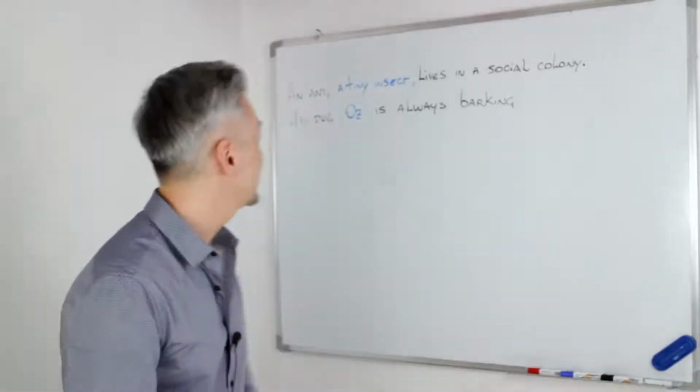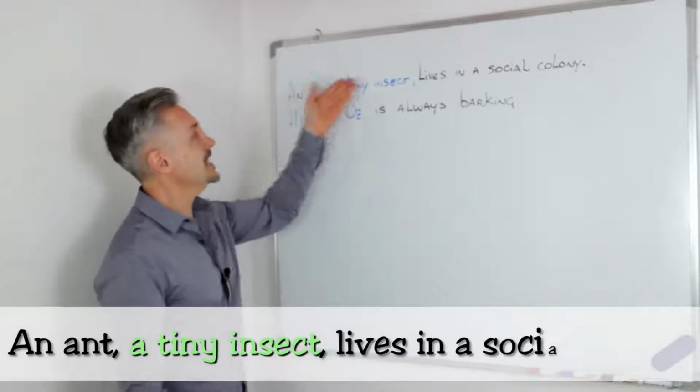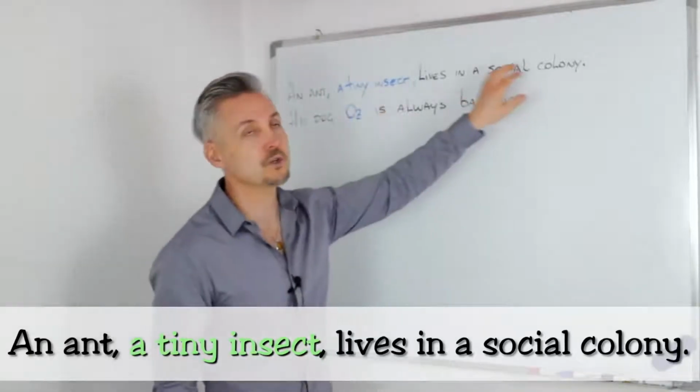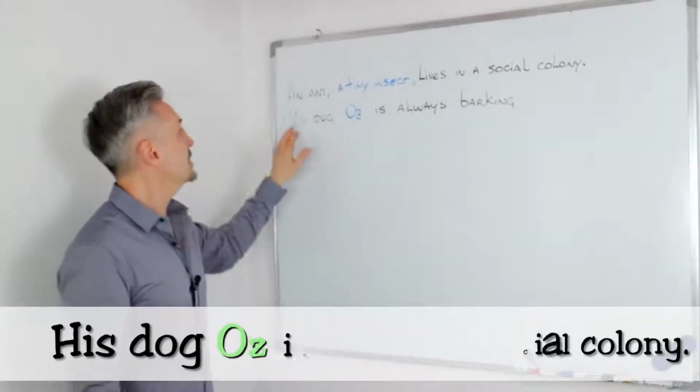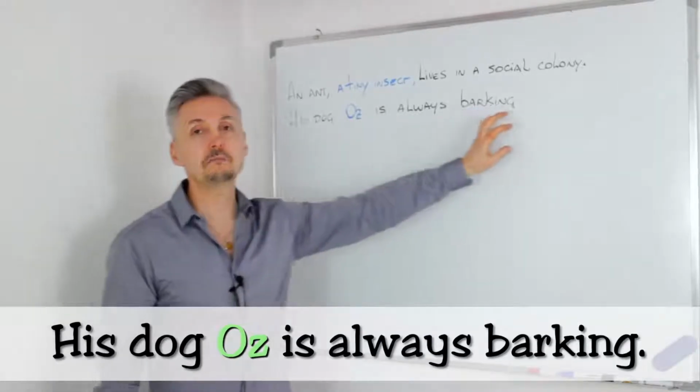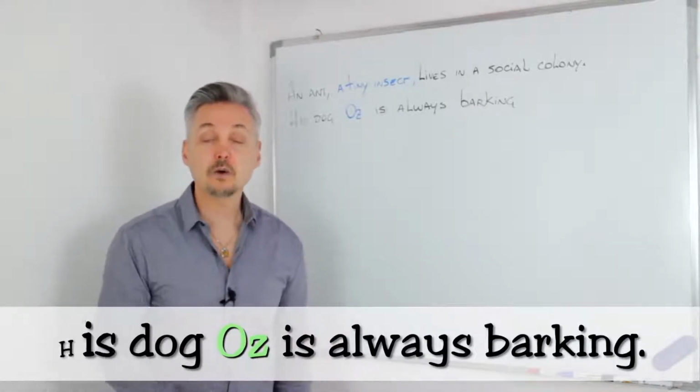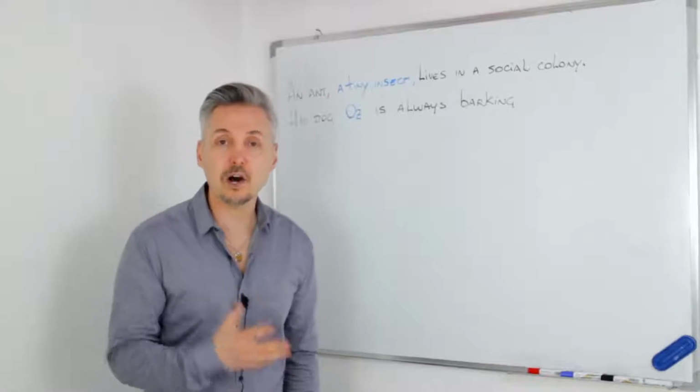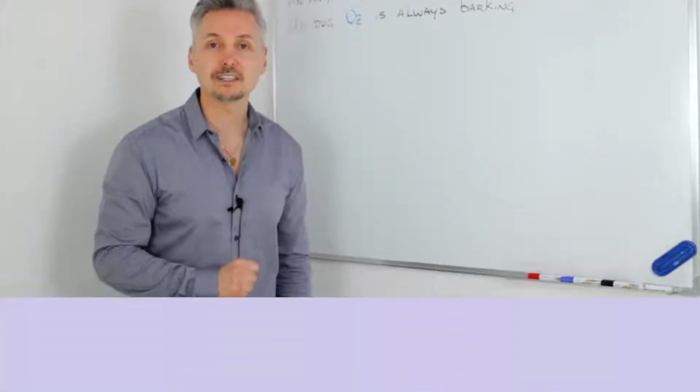Great, let's start. An ant, a tiny insect, lives in a social colony. His dog, Oz, is always barking. In this lesson, we're going to talk about appositives, so stay tuned.